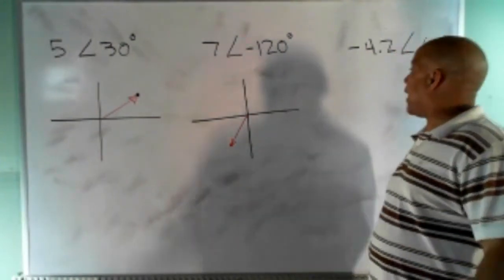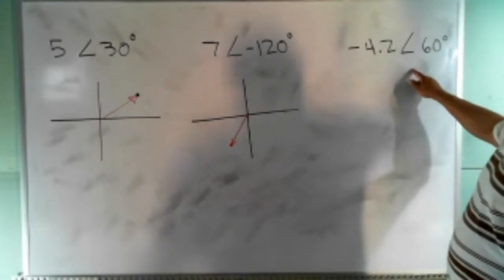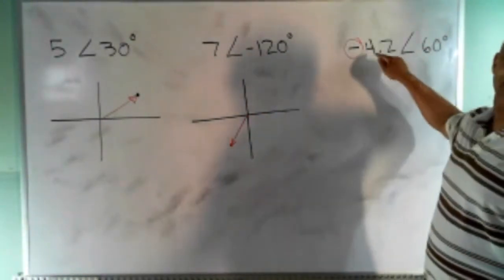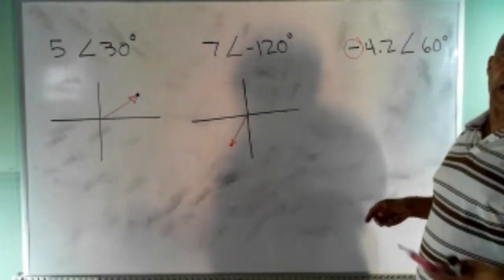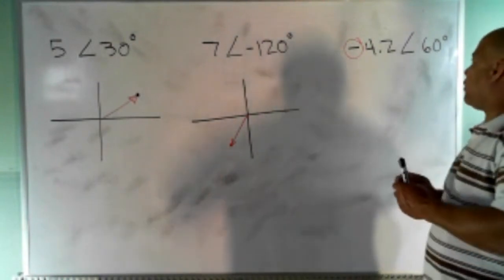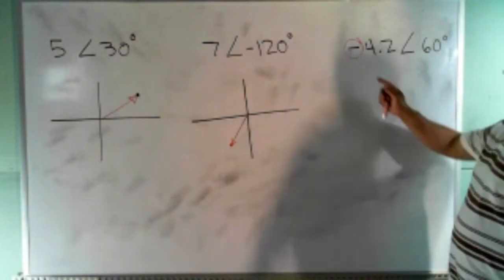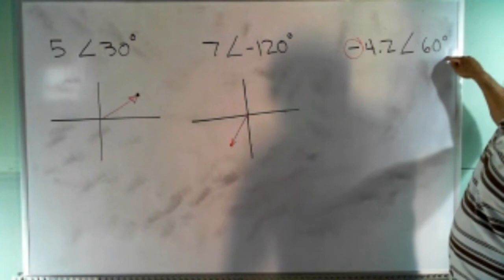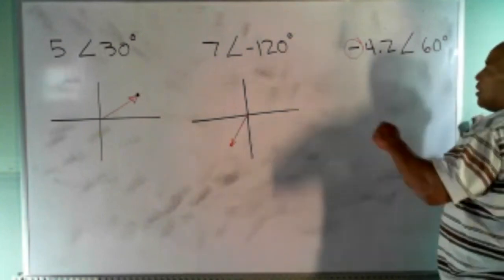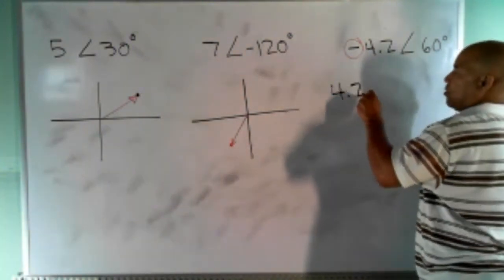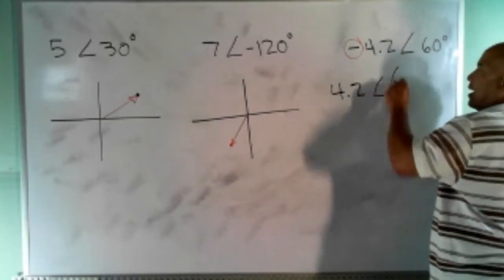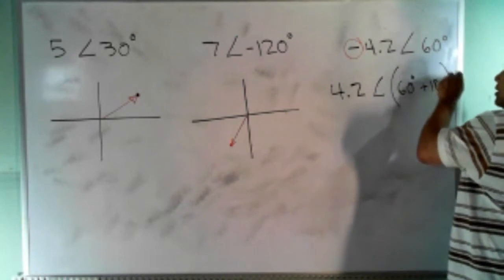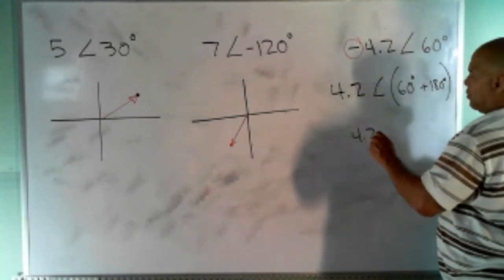Now, this one, we got a problem because I'm not allowed to have this right here. There's no such thing as a negative radius vector. So I've got to express this as a positive number. The way you do that, what I said was, if I have a negative sign out front, you can erase the negative sign if you add 180 to the degrees. So I can write this as 4.2. I can get rid of that negative sign if I take the 60 degrees and add to it 180 degrees, like that.